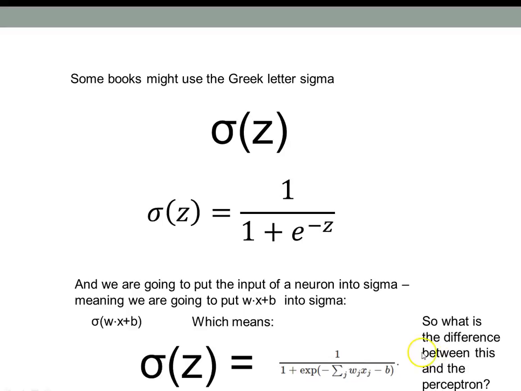So what's the difference between this? Okay, does everyone follow so far? The next question is, what's the difference between doing this and the perceptron? What are the consequences of doing it this way as opposed to the perceptron, which we said is only going to output 0 or 1? So this, first of all, is not just going to output 0 or 1. We just said it can output anything between 0 and 1. So that's one consequence.